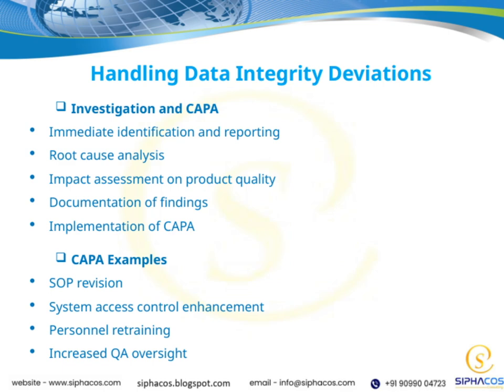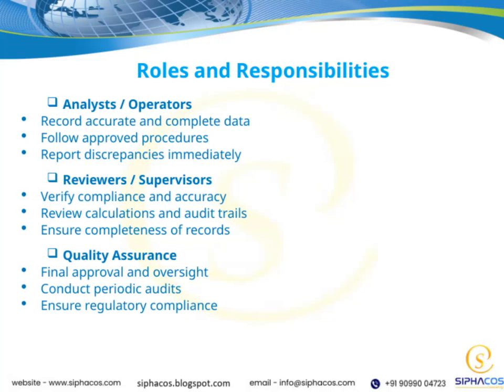Now, let's take a look at the roles and responsibilities involved in ensuring data integrity and quality. First, we have the analysts and operators. Their main job is to record accurate and complete data. This is the foundation of everything we do. It's essential they follow approved procedures to maintain consistency and reliability. And of course, if they notice any discrepancies, they need to report them immediately so they can be addressed without delay.